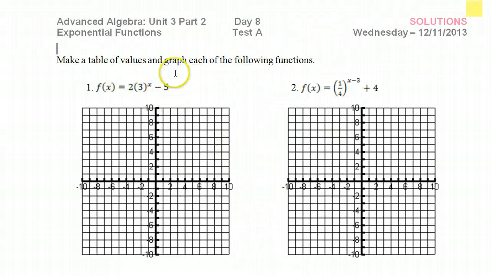And as far as graphing it, we're going to set up a table of values, but listen to me carefully. If there's an a value, in this case 2, you're going to want to use a 3-column chart. If the a value is 1, in other words, if there's no visible a value, you're going to use a 2-column chart. So for problem number 1, we are going to use a 3-column chart.